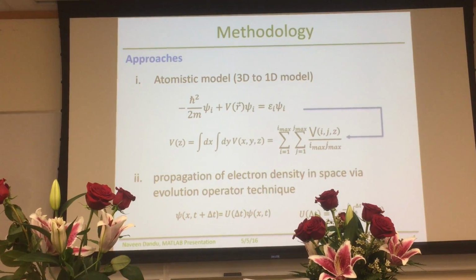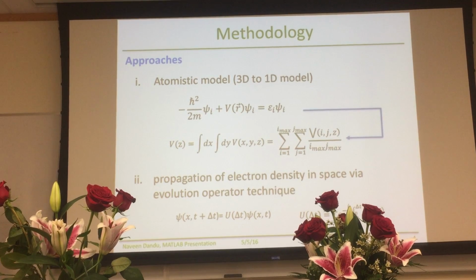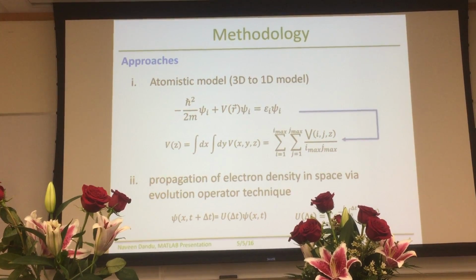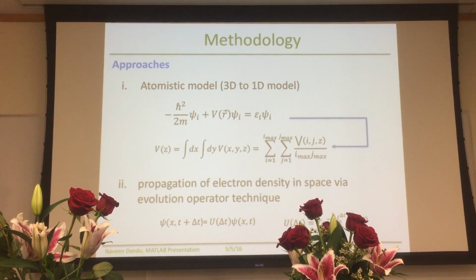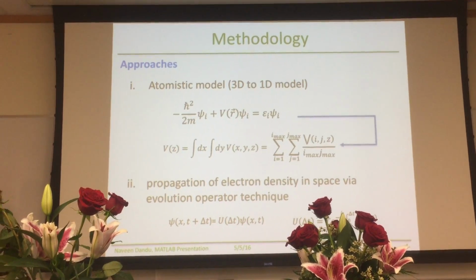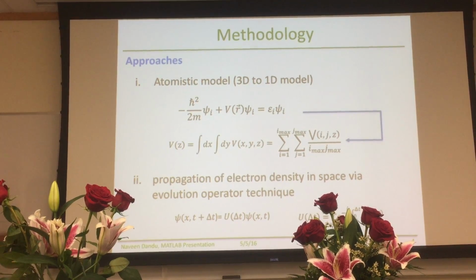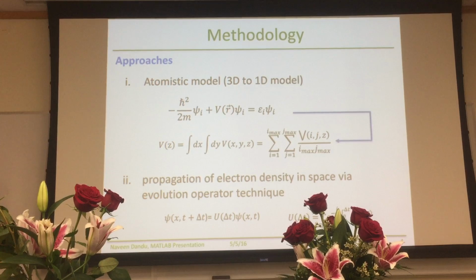Once we have converted this, we use the propagation of electron density in space via the evolution operator technique, where the wave function is multiplied with this potential to get one step further, so the wave function at a past time is advanced to a future time by multiplying with this potential.